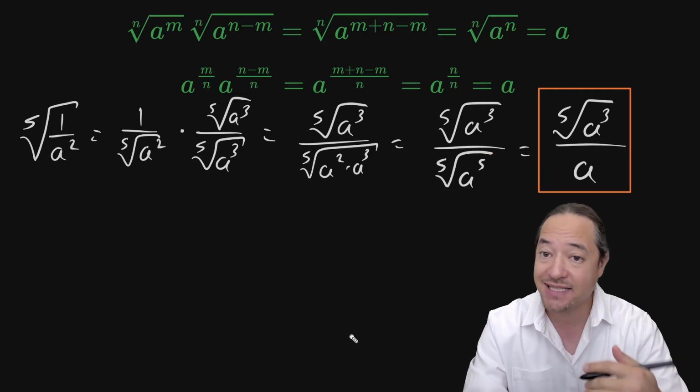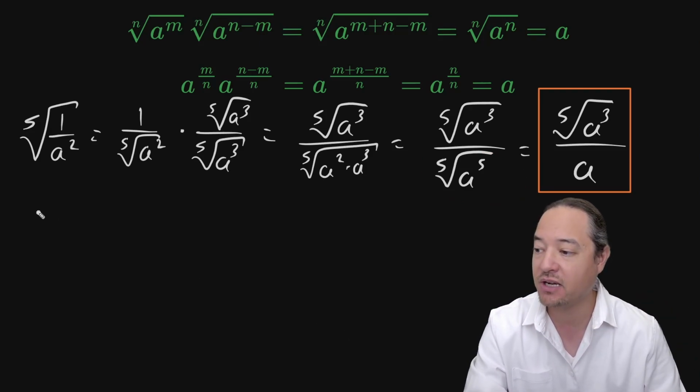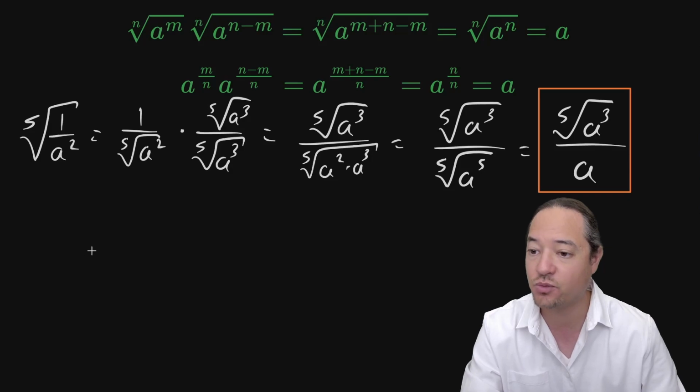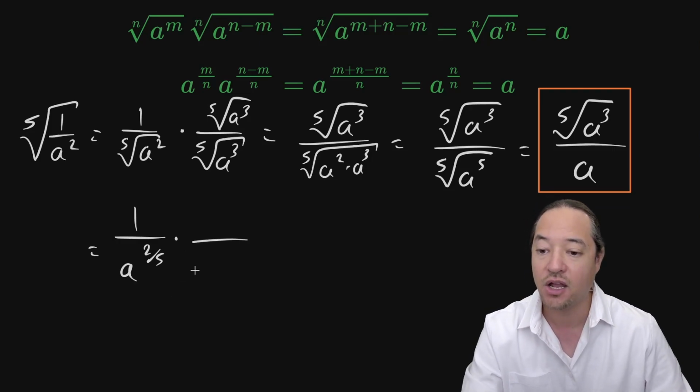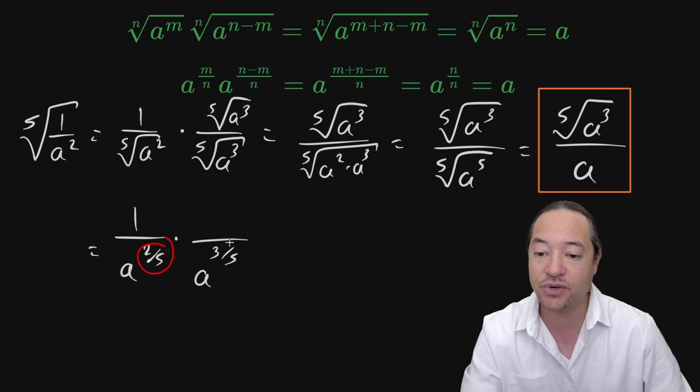If I was to translate this into a rational exponent, I'll get the same thing, right? So this would essentially be then 1 over a to the 2/5 power, right? And so here, to eliminate this fraction, I'm going to multiply by a to the 3/5, and I have to do that on the top and bottom.